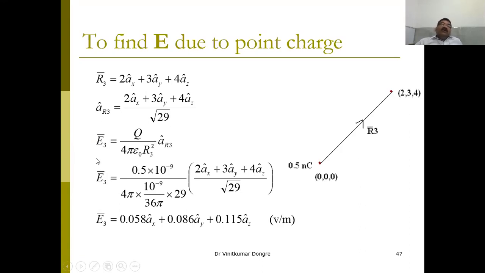Remember the formula for the point charge. Now this is not a line charge, so don't use the line charge formula here. You have to use the formula for the point charge. So for a point charge, Q upon 4 pi epsilon 0 R square AR, the original formula. Now put the values and you will get the answer. Verify this answer. It is essential that you do the calculation. Here I will explain the concept.